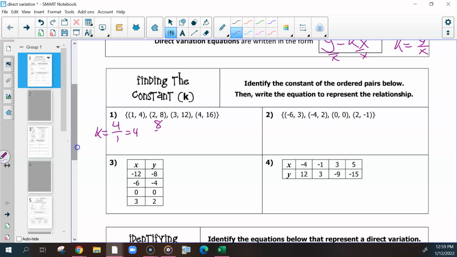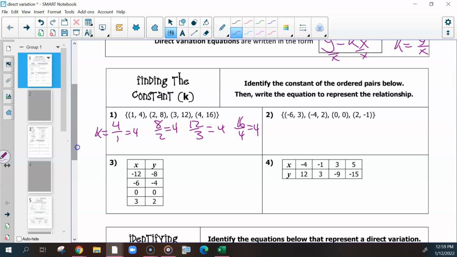So here, 8 divided by 2, that's 4. 12 divided by 3, that's 4. 16 divided by 4, that's also 4. So now I can definitely say that my constant k equals 4.